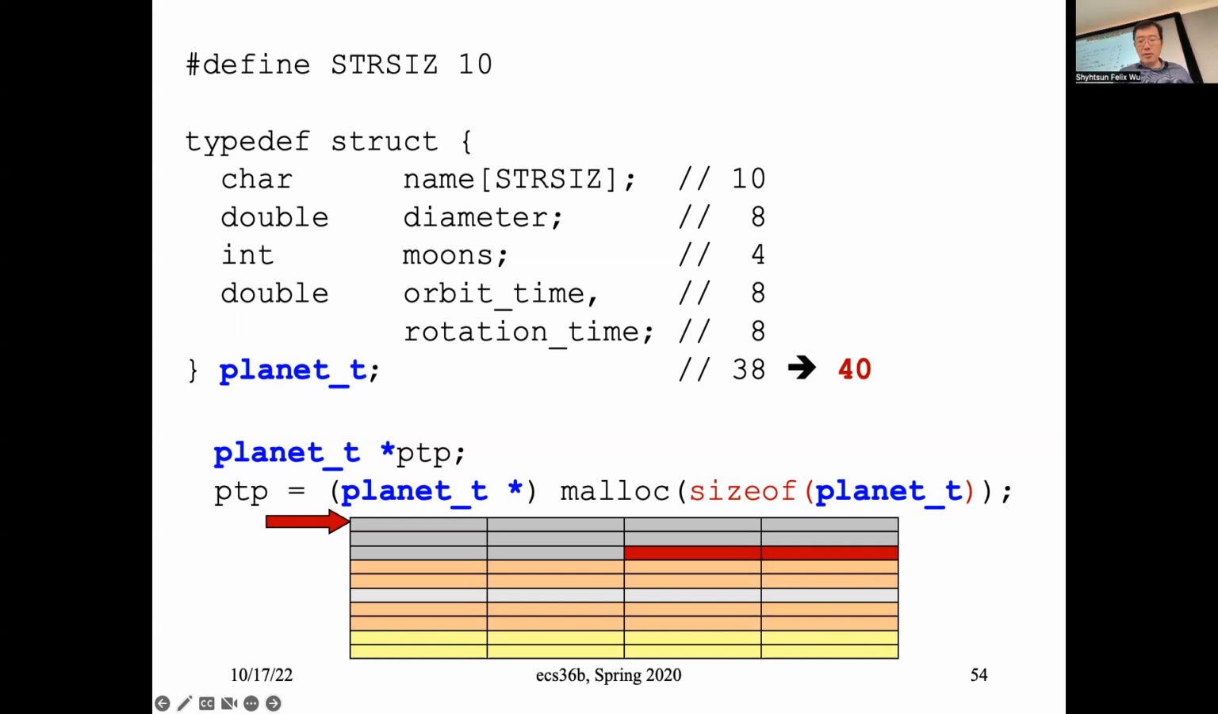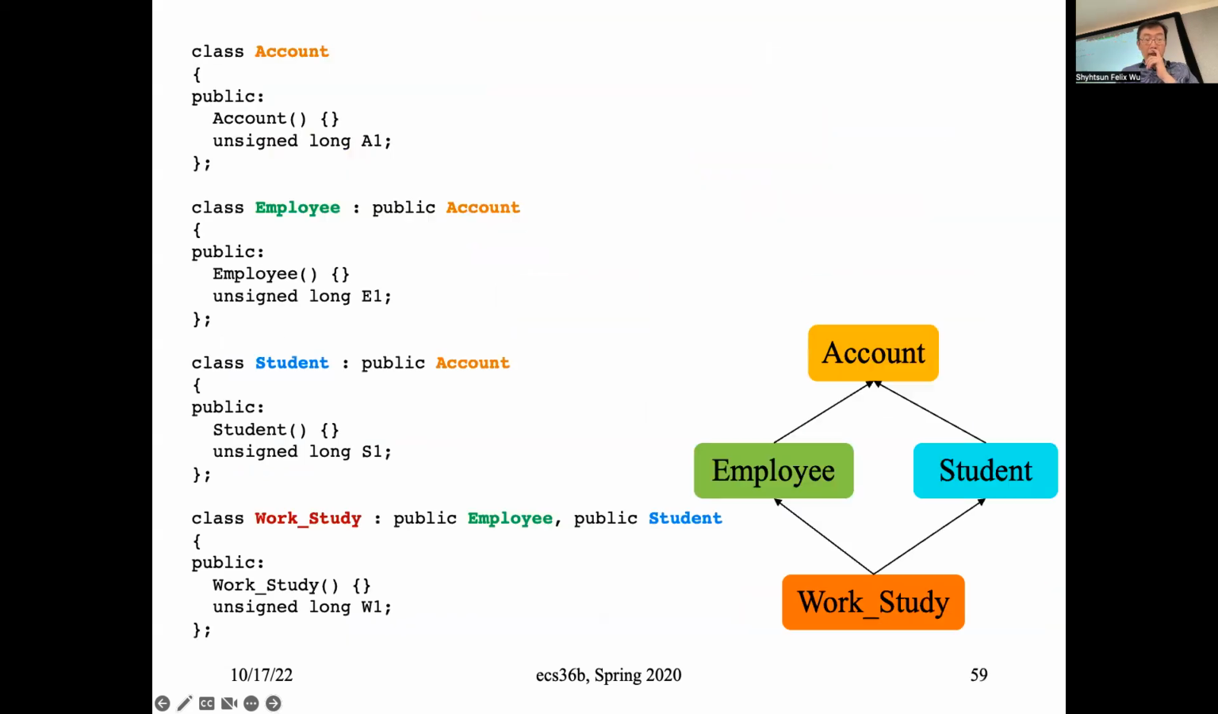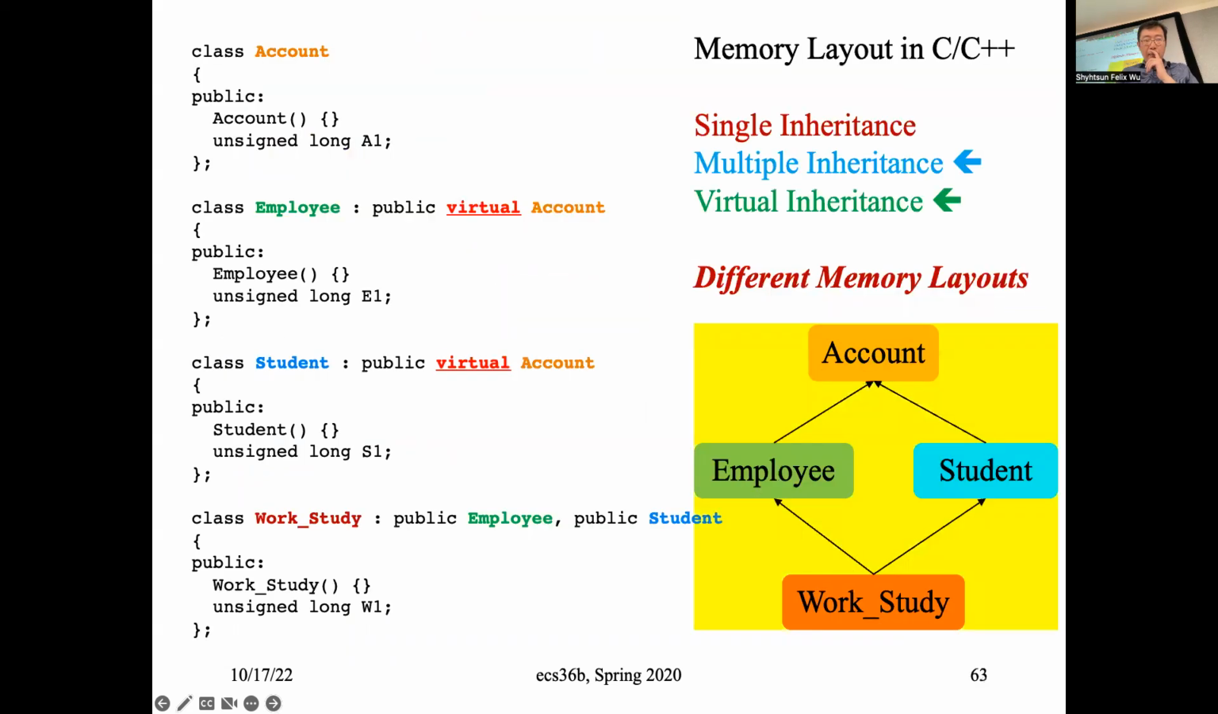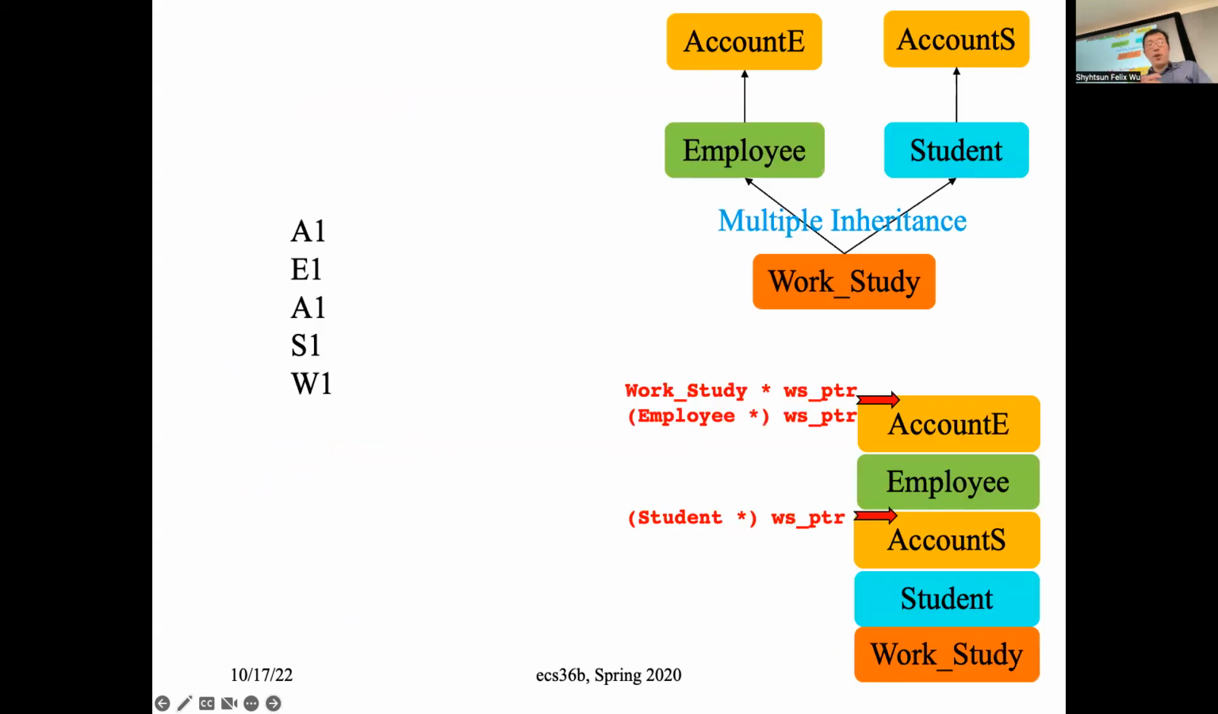Similarly, this is for the C++ programmer, who also has to worry about memory layout. I'm going to show you the memory layout for what I call multiple inheritance first. In multiple inheritance, remember I have an employee, and employee has an account. Whatever memory space is needed to support the account is put here, and whatever supports the employee class is put here. Then you have a student, which also has an account, and finally you have a work study.